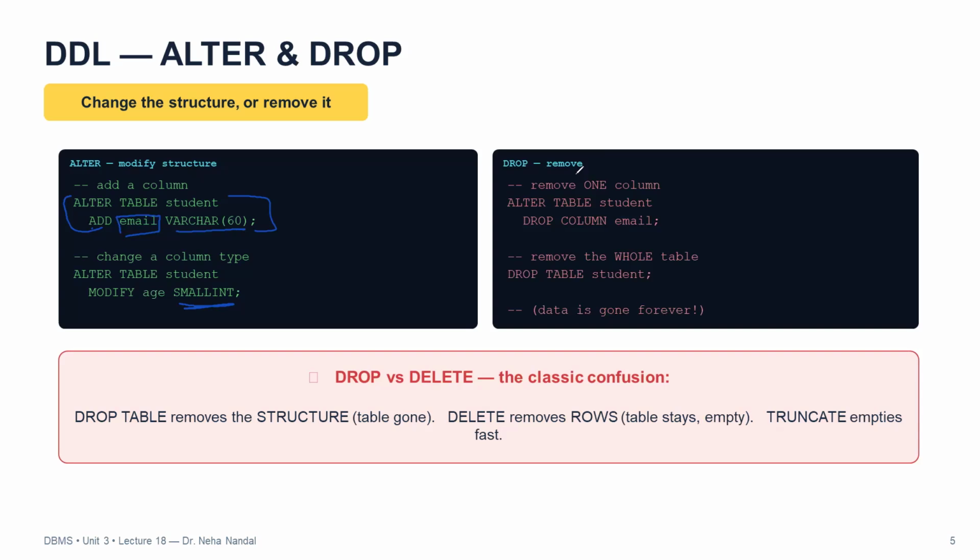Now next one is DROP. Drop means remove. We want to again change the structure of the table. Suppose we want to remove one column. Then what will happen? This is the syntax: ALTER TABLE student DROP COLUMN email. We want to remove this column email.